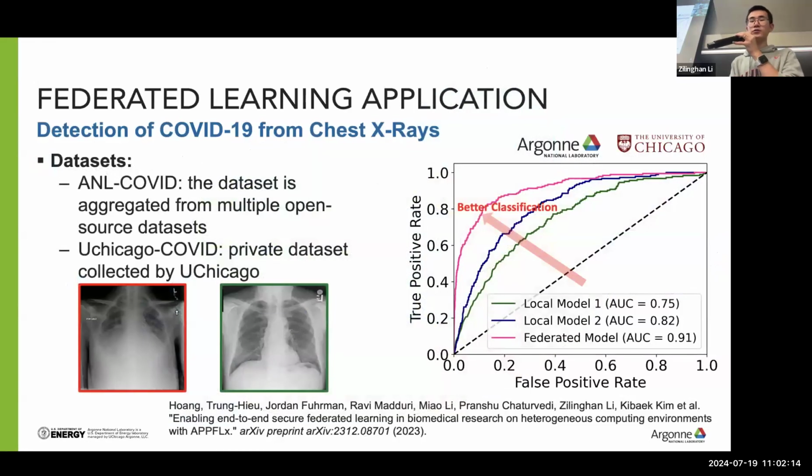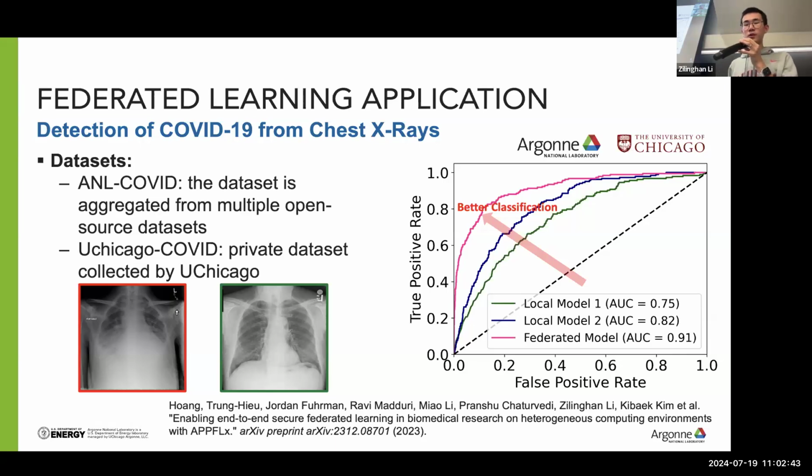And now we can introduce some applications of federated learning. This one is the detection of COVID-19 from chest X-rays. In this case, we have 2 data silos or 2 clients. The first one, we call it the ANL, Argonne National Lab COVID dataset. This dataset is aggregated from multiple open source data sets. And we have another private data set from the University of Chicago Medical Center, which is privately collected by UChicago.